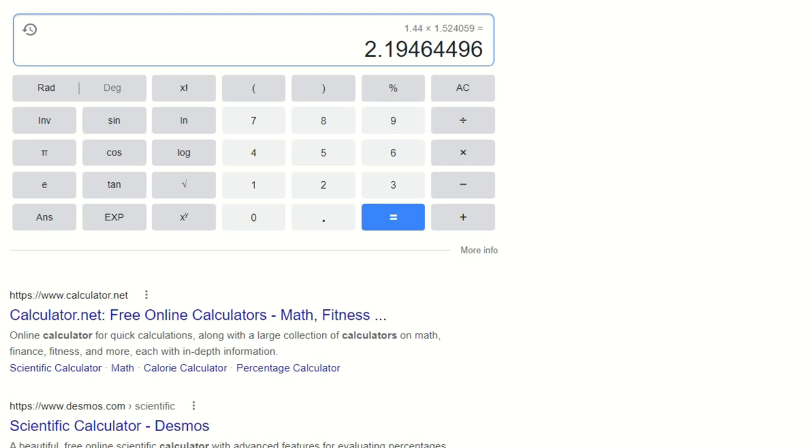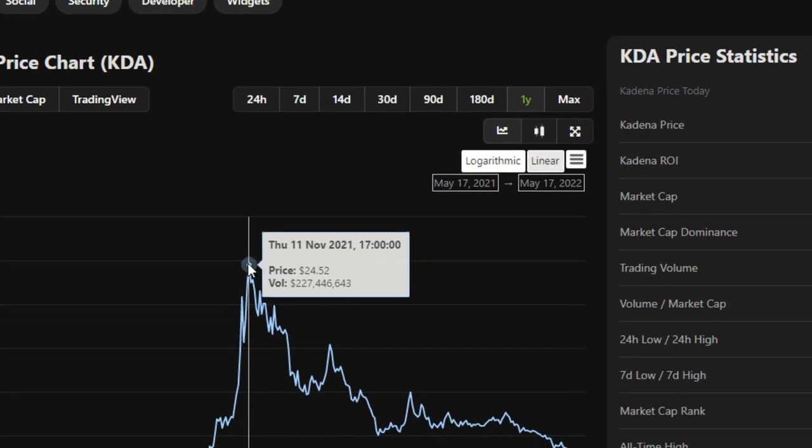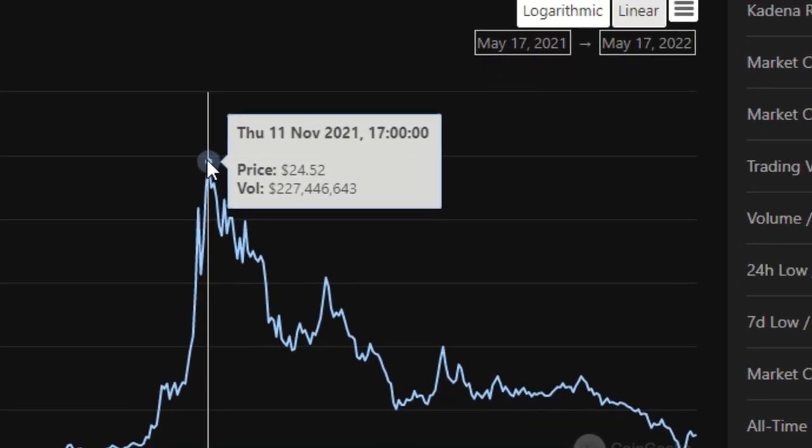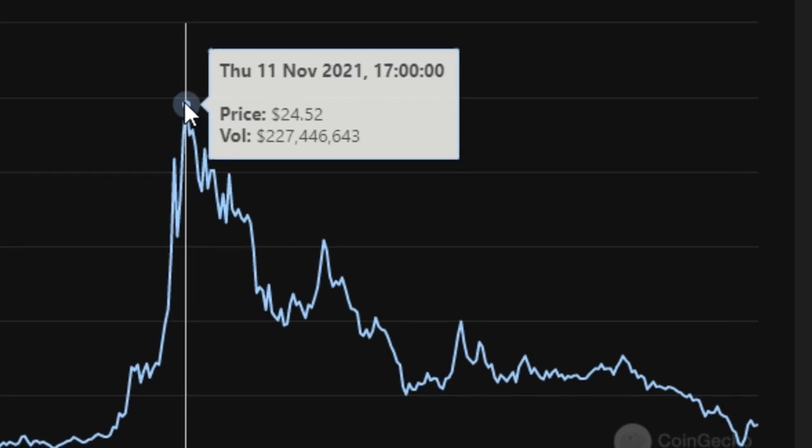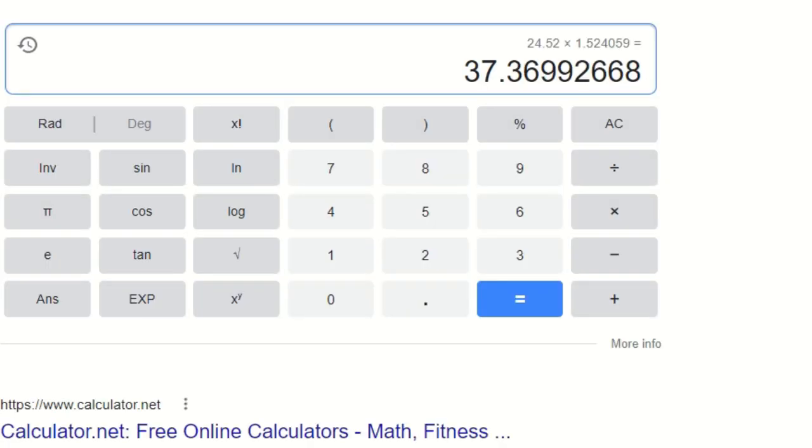But overall, I do expect the bull run to come into play by 2025 or so, based on the previous history and the four-year cycles. So let's fast forward. What if we hit at least the all-time high of our previous bull run? Rewinding to November of 2021, when we hit the peak on Kadena, it came to $24.52. So if we hit any number close to that or higher, moving into the future, we are looking at $37.36 per day if you were to HODL and then sell when you see the spike incoming.